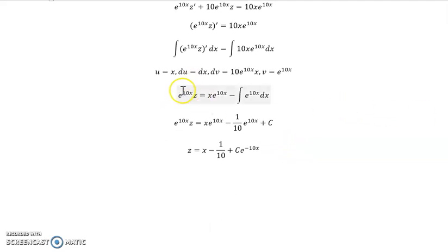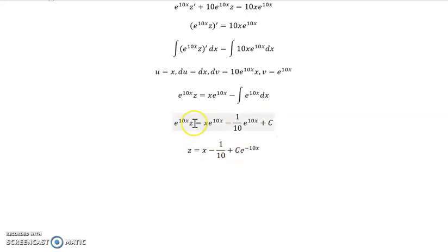So the left side of the equation, again, remains the same. My u, which is the x, and my v, which is the e to the 10x, minus the integral of v du. So I'm just going to get e to the 10x dx. And then integrating that is going to give me negative 1/10 e to the 10x. And then my constant of integration.